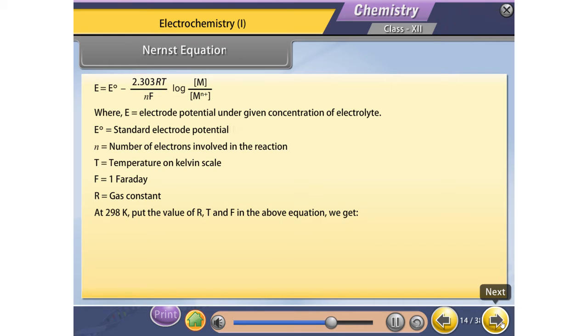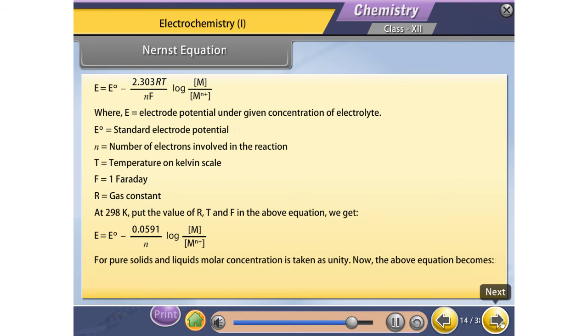At 298 Kelvin, put the values of R, T and F in the above equation. We get E = E naught minus 0.0591 upon n log M upon M ion. For pure solids and liquids, molar concentration is taken as unity. Now the above equation becomes E = E naught minus 0.0591 upon n log 1 upon M ion.